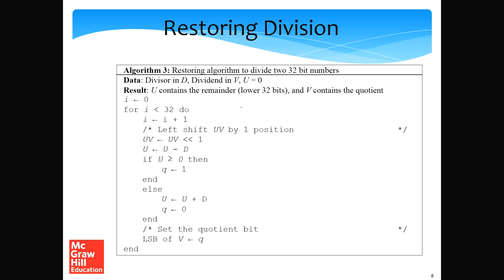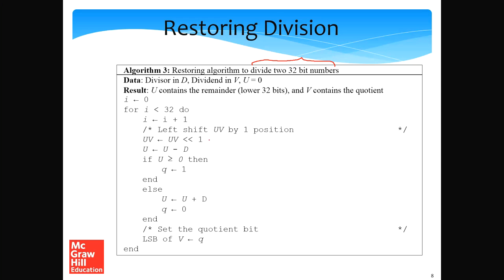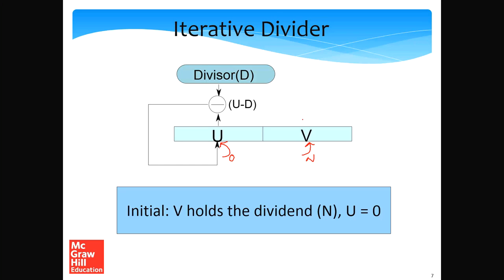Alright, so let's take a look at the algorithm, which is very simple. It's called the restoring algorithm. What it does is divide two 32-bit numbers. 32, 64 doesn't matter. So the input is the data; the divisor is in register D, as you can see here. The dividend is in register V, which is this register. The dividend is loaded over here.